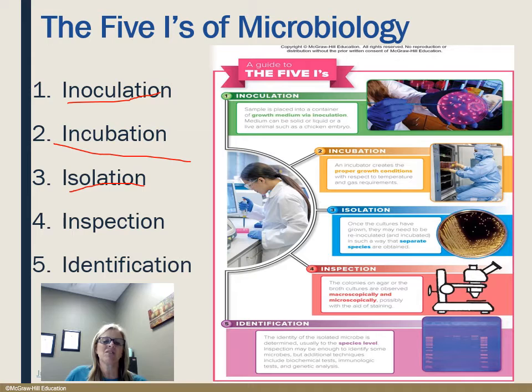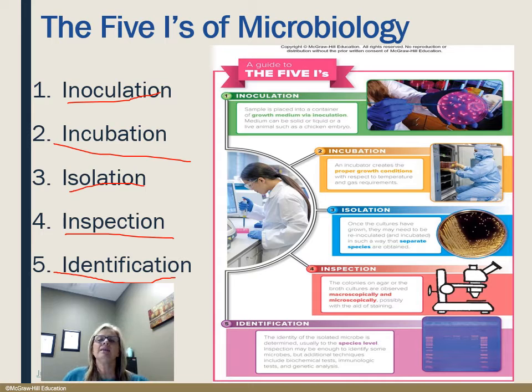Then inspection here, okay? We're going to have what we call colonies of growth on agar or in broth that have to be observed macroscopically, macro meaning large, with our eyes. And then we have to look at them microscopically. And sometimes we have to use a stain. In fact, very often we have to use a stain so that we can differentiate one from the other. And so that brings us to our last I, which is identification. We need to be able to identify it.